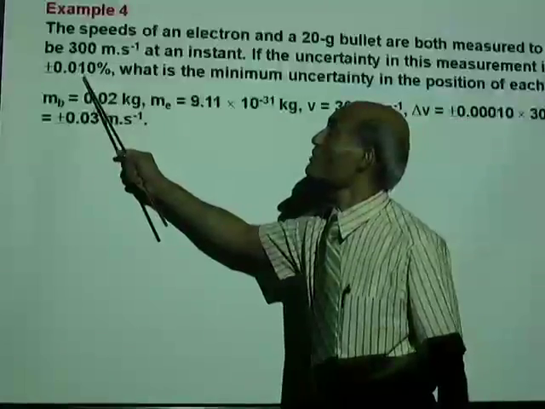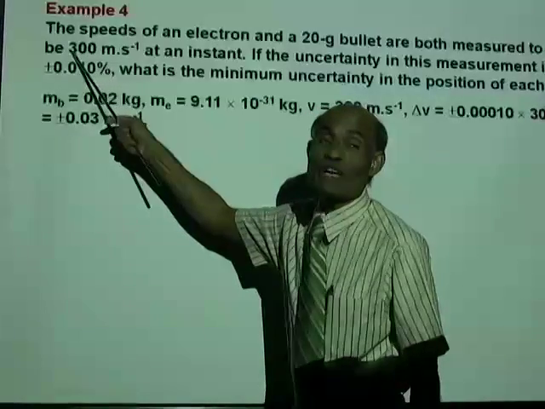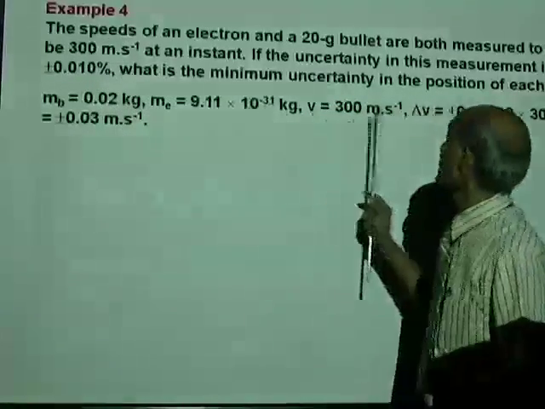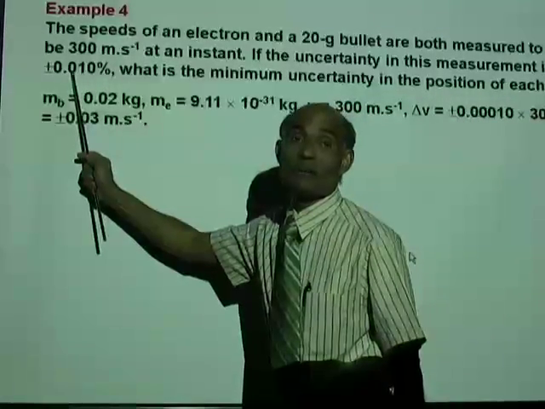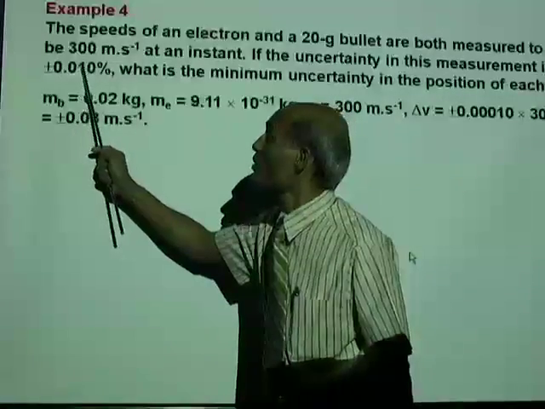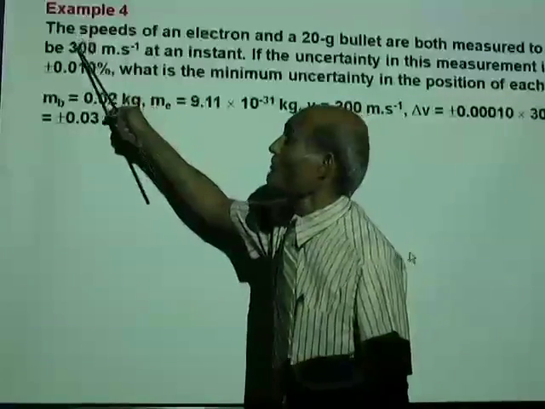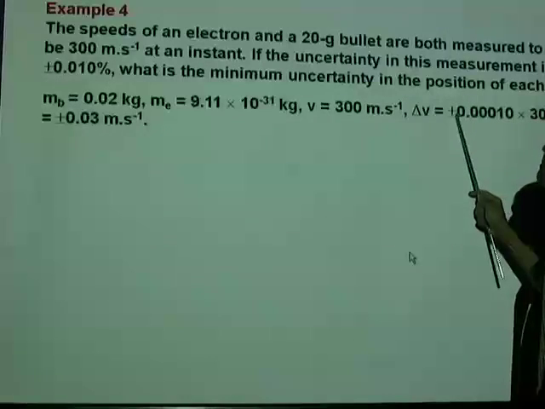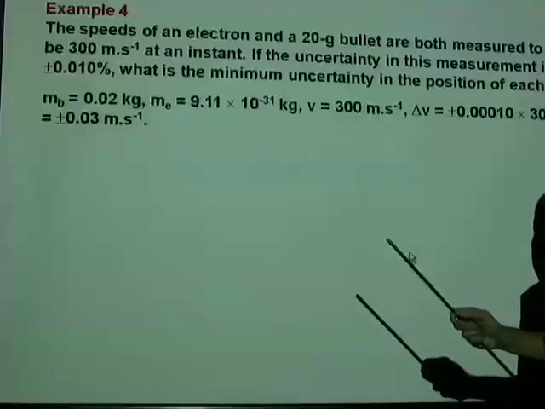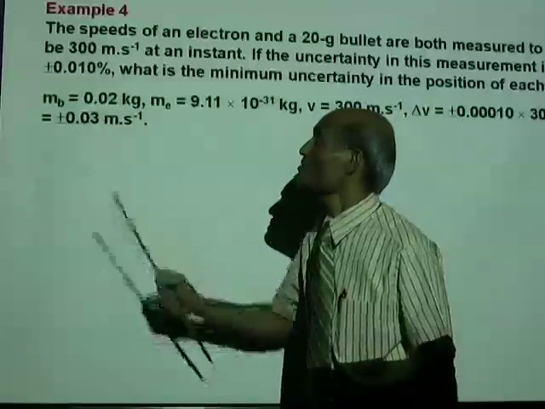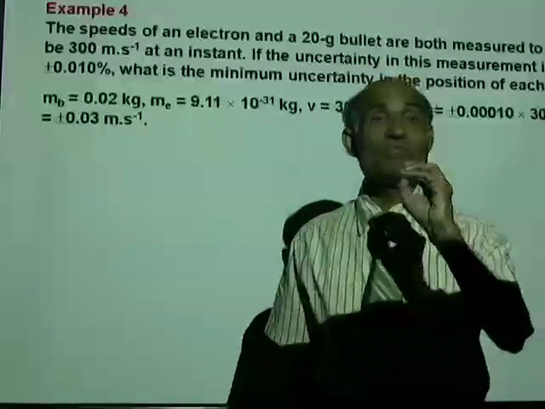It is 0.01%, which means it is 0.01% of 300. So your delta v will be 0.01%. When you convert that to a number, it will be 0.01 divided by 100, which is 0.0001 of 300. So we say delta v is plus or minus 0.0001 times 300, and that will be plus or minus 0.03 meter per second. That is the uncertainty in measuring the velocity.